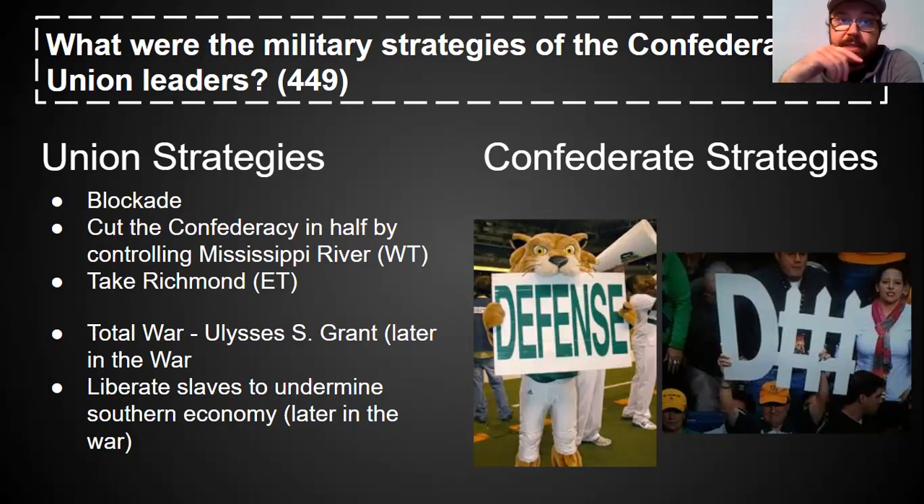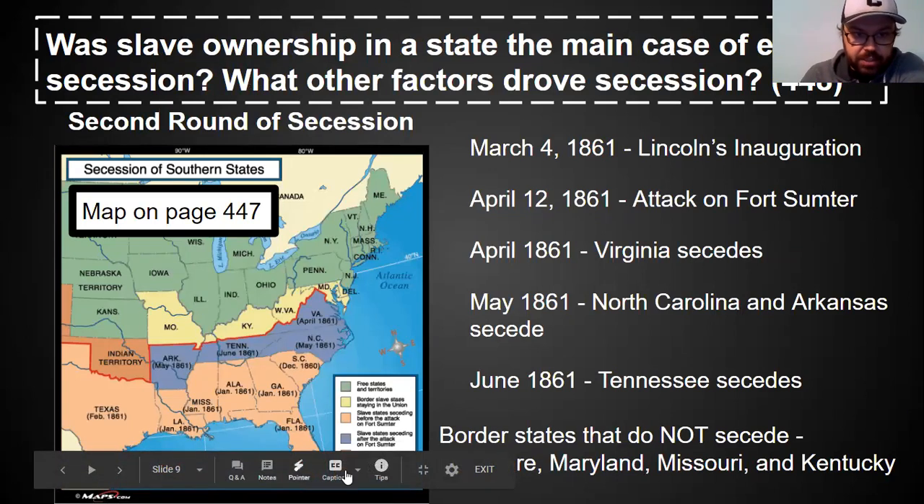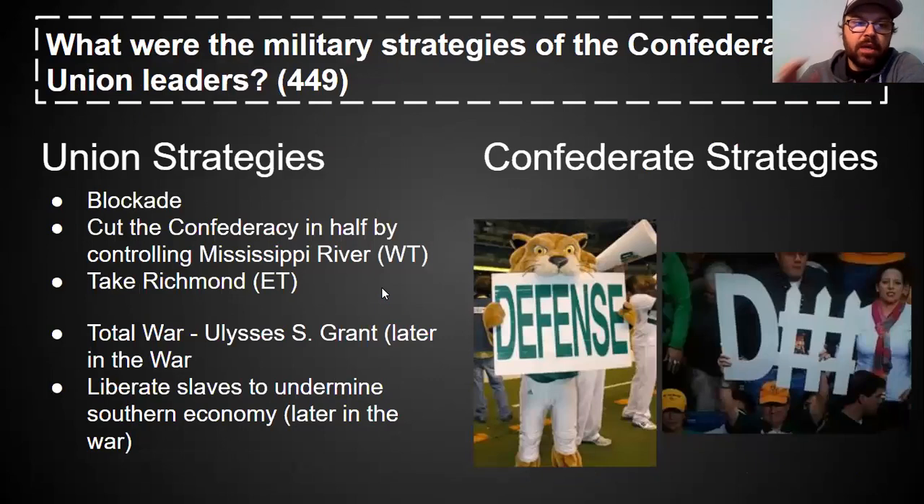You take control of the Mississippi River, which splits the South in half and completes something that was known as the Anaconda Plan, which is basically you take the Mississippi plus the blockade, and now you're strangling the entire South down there. And then the final strategy, as always in pretty much every war ever, is to take the capital of the opposing side. So they want to take Richmond.